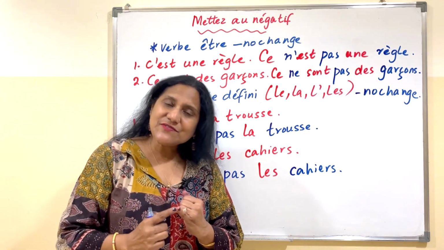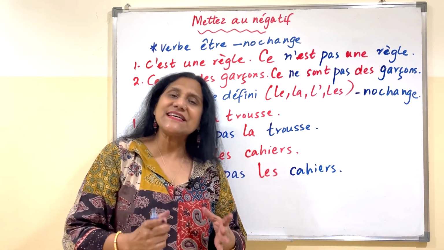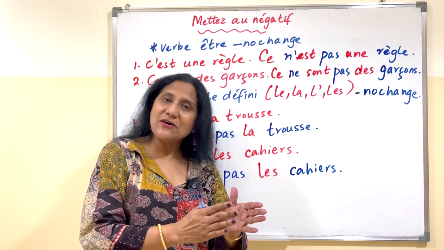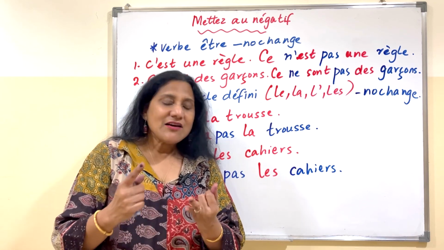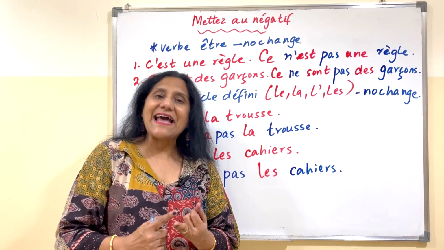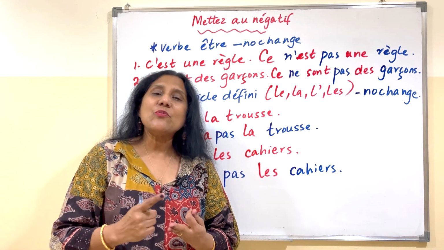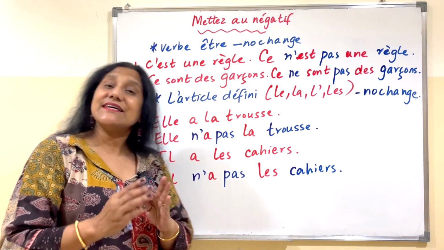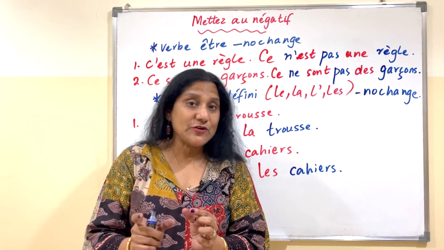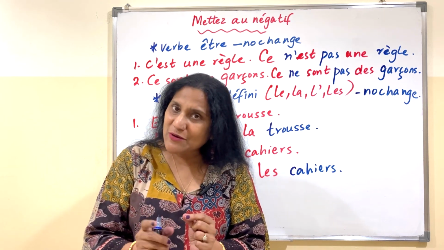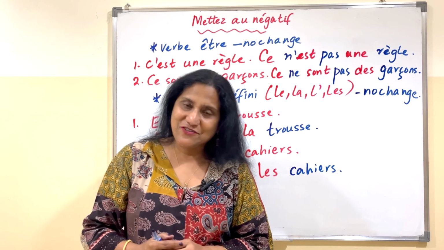So, this was a quick recap on mettre au négatif. We saw that to change a sentence into negative, we need to write ne plus verb plus pas, n apostrophe plus verb plus pas. When we have indefinite articles like un, une, des, they change to de or d apostrophe in negative. When we have the verb être, it doesn't change. The most important thing is to be able to identify the verb. First identify the verb and then place ne before it or n apostrophe before it and pas after it.